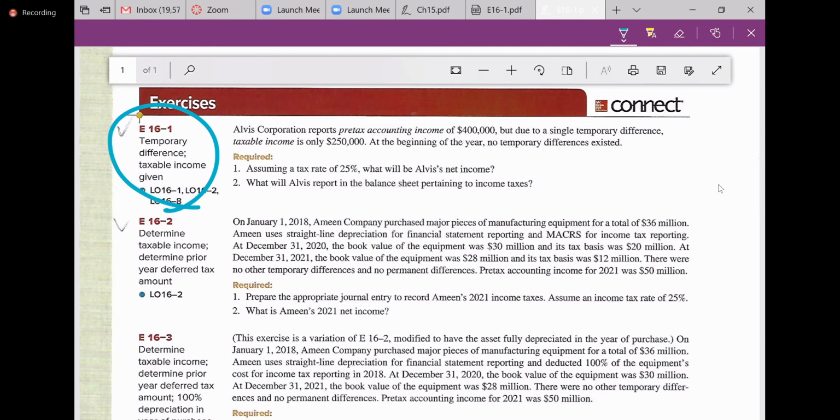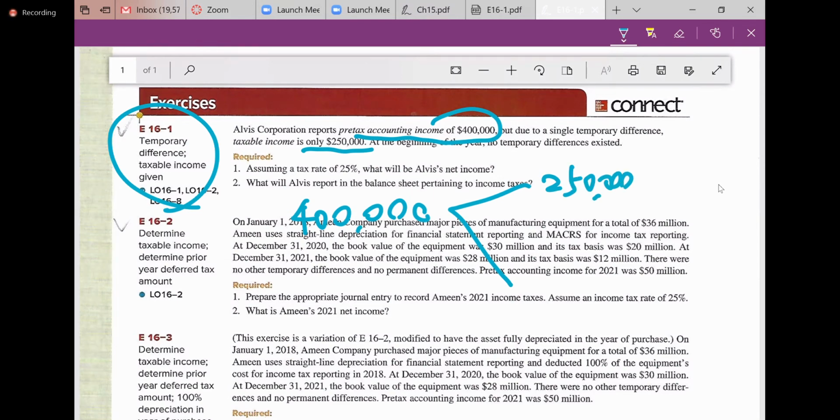Okay, let's talk about this question. In this case, what do you see? The pre-tax accounting income is 400, thousands, and the taxable income is 250. So 400 means you made a pre-tax profit, right? You made a profit of 400, but this year we're going to pay tax only on 250,000. That's called taxable income. That makes sense?